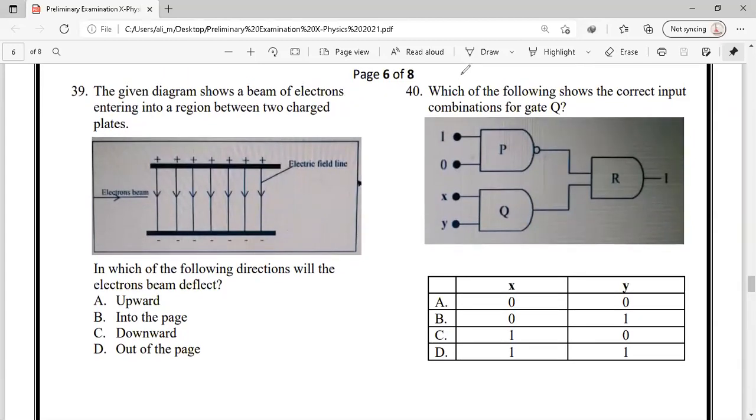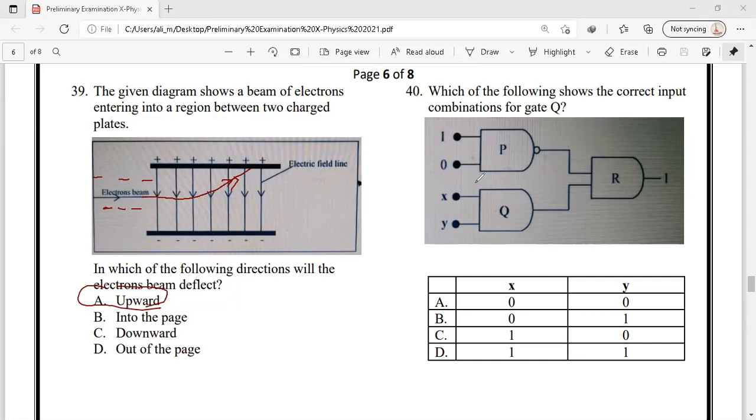The diagram shows a beam of electrons entering into the region between two charged plates. In which of the following directions will the electron beam deflect? As we know, electron beams are negative, and a negative beam will be attracted towards the positive plate. The positive plate in this diagram is upward, so this beam will be deflected towards the positive plate. So upward, option A, is the correct answer.